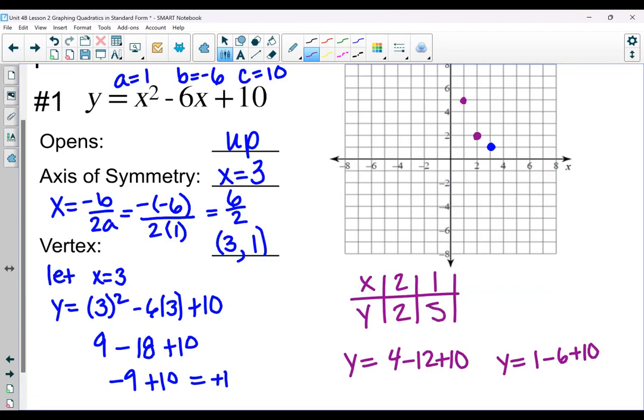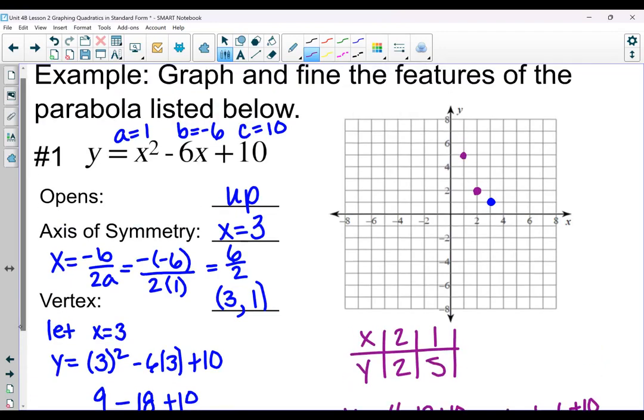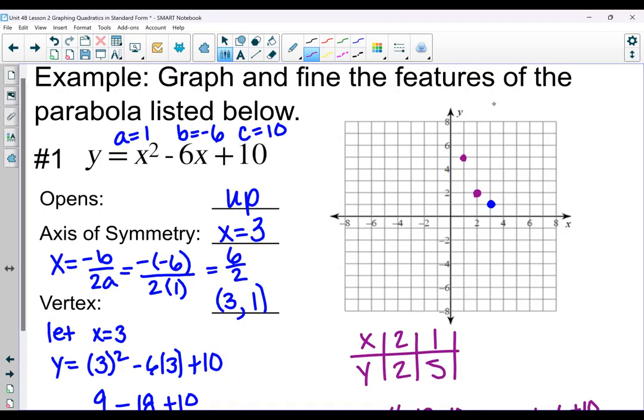We don't need to evaluate any more x values because we know that an axis of symmetry runs right through that vertex. So if I were to draw my axis of symmetry here, I'd be drawing a dotted line that runs right through this vertex. It's not an actual part of the graph though, so you want to make sure not to draw it too dark.